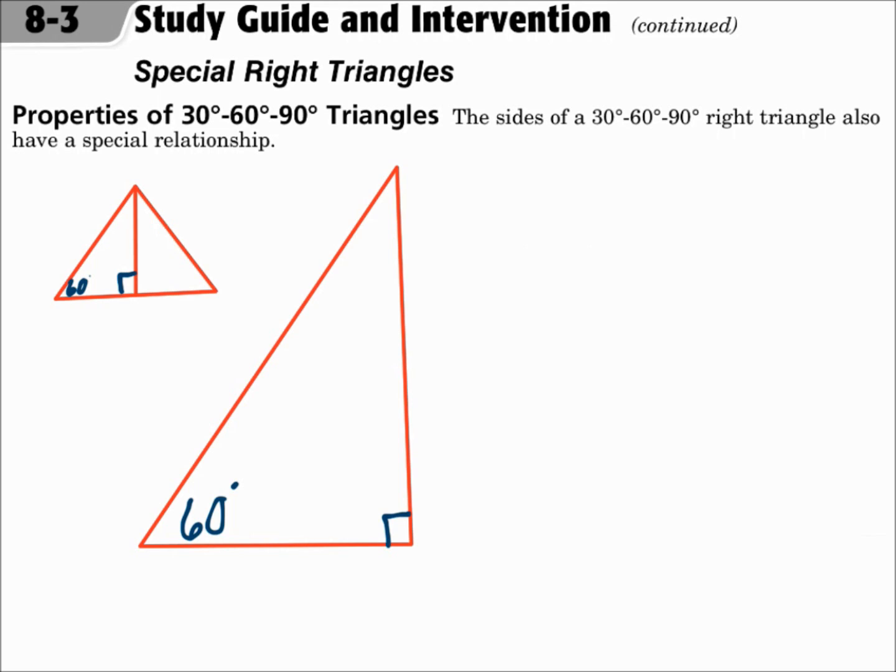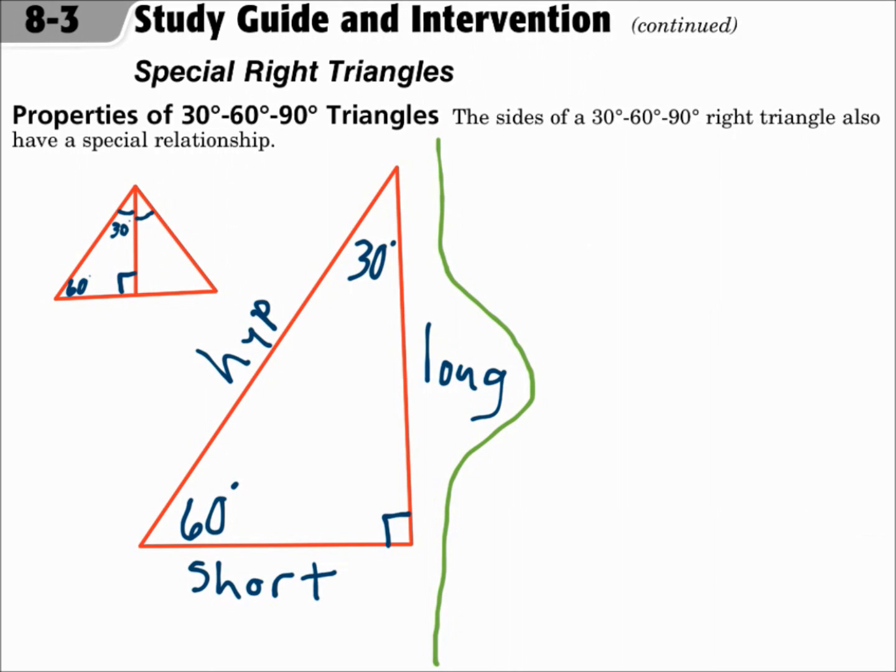The three angles add up to 180, so 60 plus 90 plus 30, which is like half of one of the bigger angles in the equilateral triangle. This gives us three sides: the short leg, the long leg, and the hypotenuse. And now we have several formulas that use different side lengths.